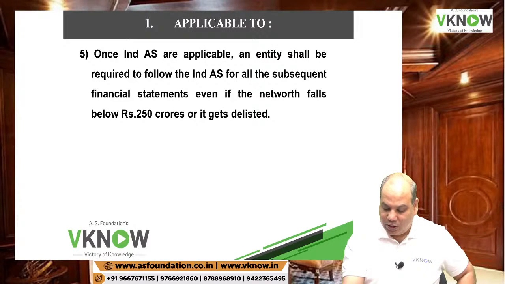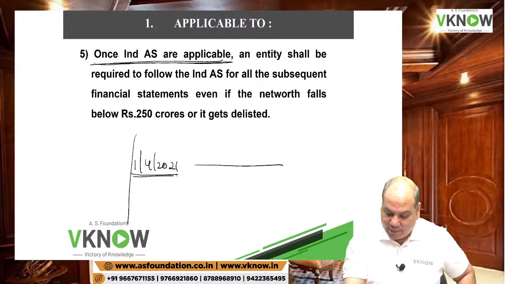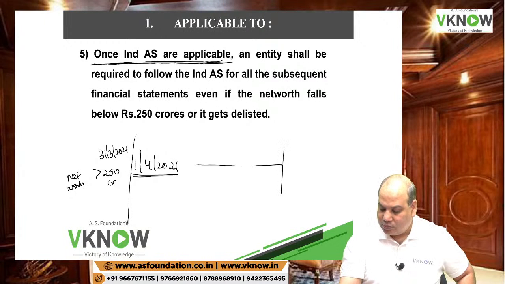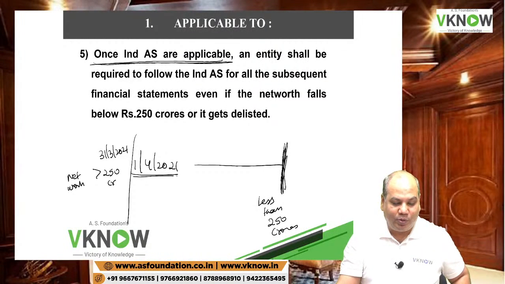Now, a very interesting point. Suppose you started applying Ind AS from 1/4/2021 because on 31st March 2021 your net worth was more than 250 crores, correct? So this year you will apply. What happened? Your net worth has gone down to less than 250 crore at this point. So much corona that you incurred so much losses, your net worth has gone below 250 crore.